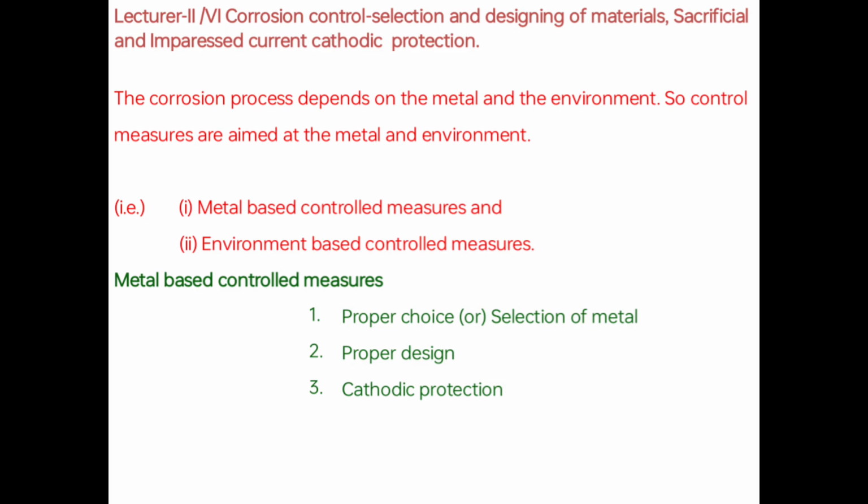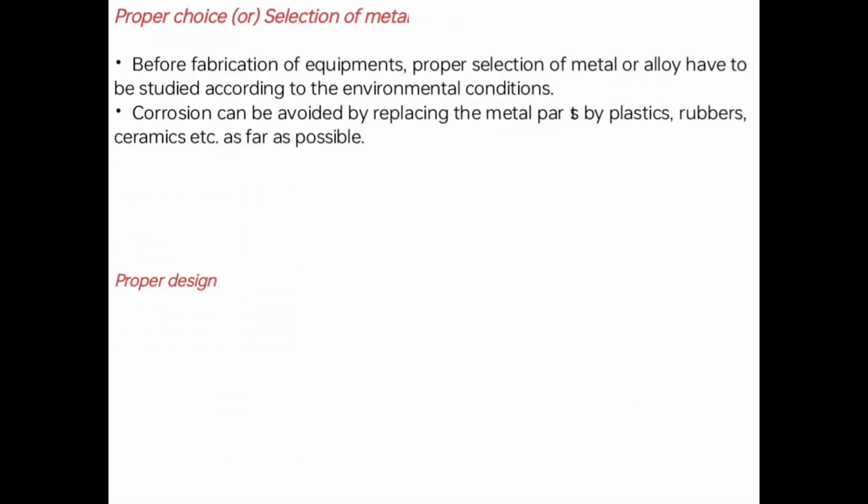Metal-based control measures: proper choice or selection of metal, proper design, cathodic protection. Before fabrication of equipment, proper selection of metal or alloy has to be studied according to the environmental conditions. Corrosion can be avoided by replacing the metal part with plastics, rubber, ceramics, etc. as far as possible.